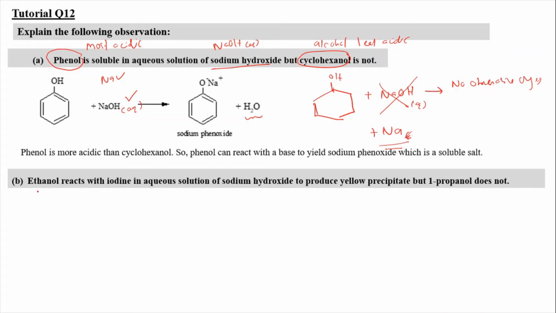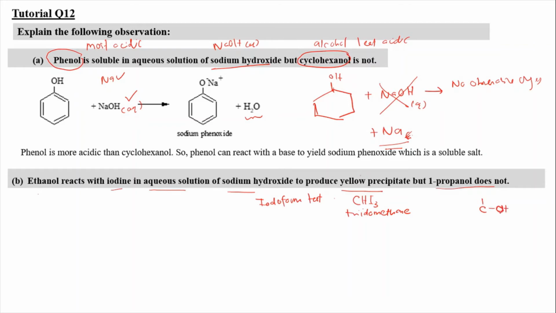Now for question B, ethanol reacts with iodine in aqueous sodium hydroxide to produce a yellow precipitate, but 1-propanol does not. The yellow precipitate refers to the formation of CHI3, which is triiodomethane. This test is known as the iodoform test. The iodoform test is used to detect the presence of the methyl carbonyl group.